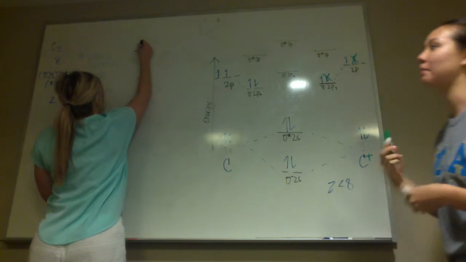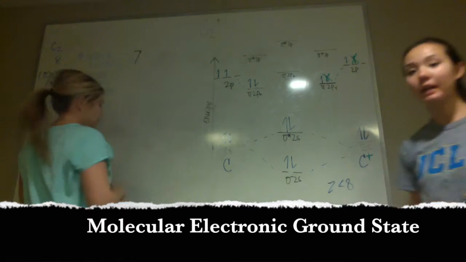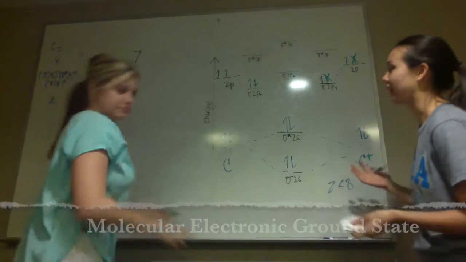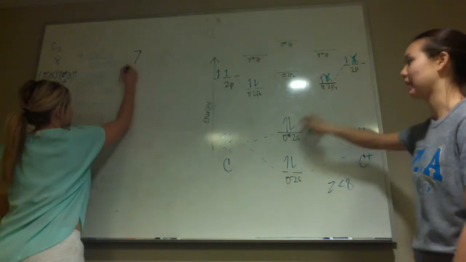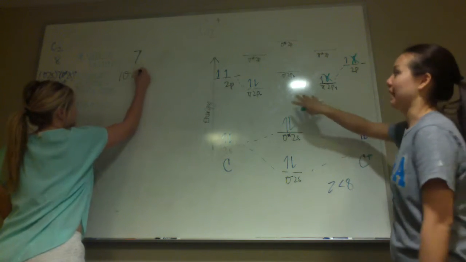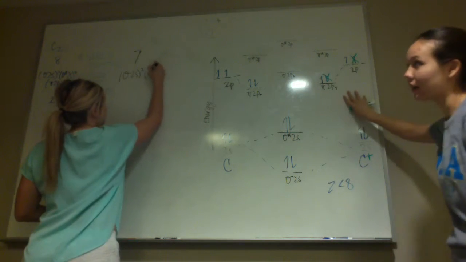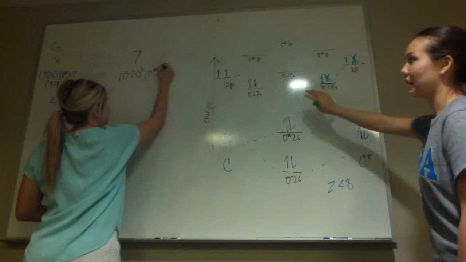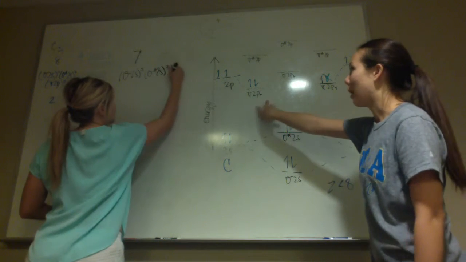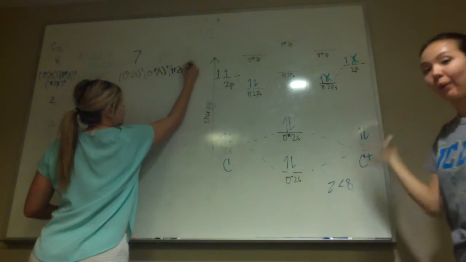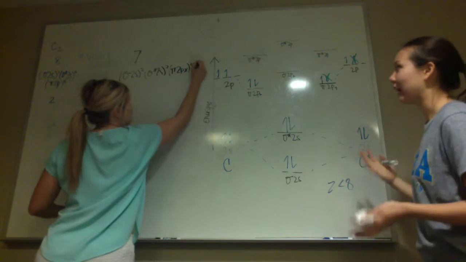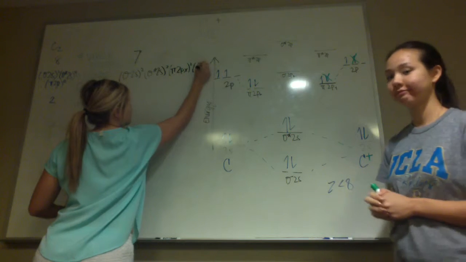And the molecular electronic ground state is pretty much the same. We're just going to have a little bit of variation. We're still going to have the sigma 2s2, sigma antibonding 2s2. But now, because we're 1 electron short, we're either going to have pi 2px2, pi 2py1, or just pi 2p3.